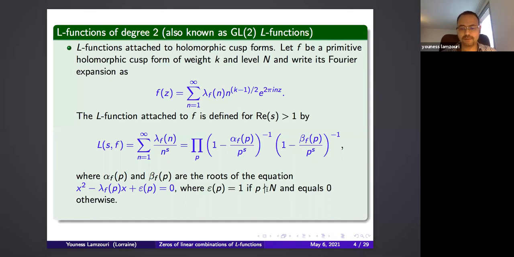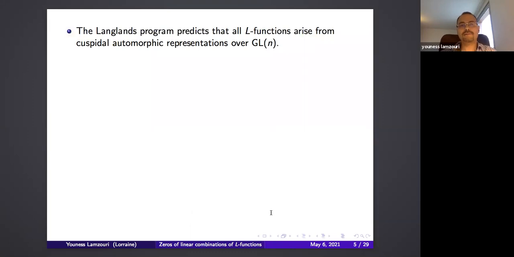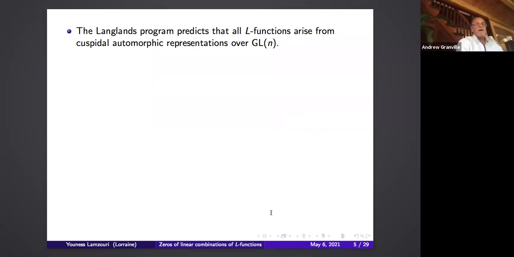And then there is another type of L functions, which are more complicated, which I will not define. These are L functions attached to Maass forms. They satisfy all properties except the Ramanujan hypothesis. So if we'd like to use these L functions, for example, in our result, we would like to avoid the Ramanujan hypothesis. In general, the Langlands program predicts that all L functions arise this way, meaning from some sort of cuspidal automorphic representation of the group GL_N.